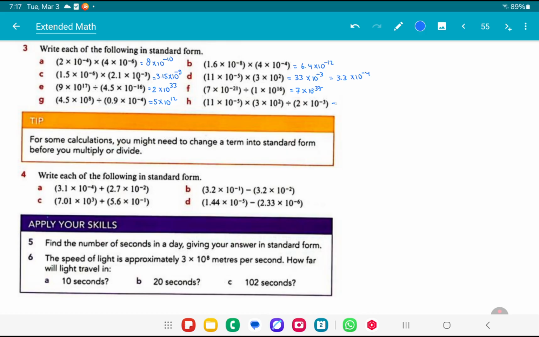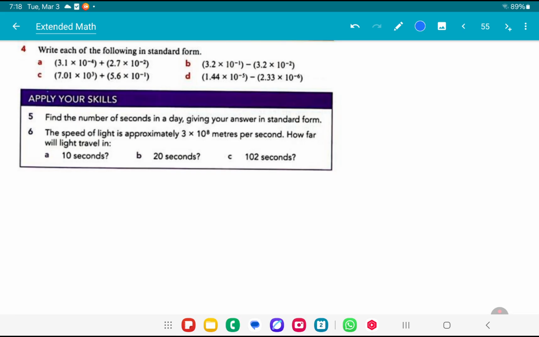12. And then for question H, 11 multiplied by 3 and then divided by 2, we got 16.5, and then 10 raised to the power of minus 5 plus 2 minus 3, minus 3 minus 3 equal to 0. So the final answer is 1.65 times 10 raised to the power of 1.